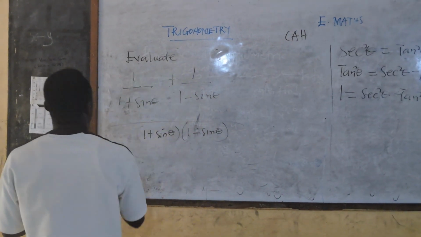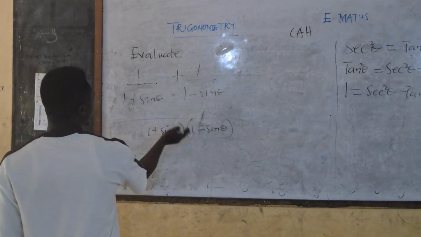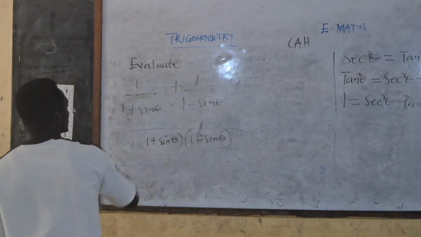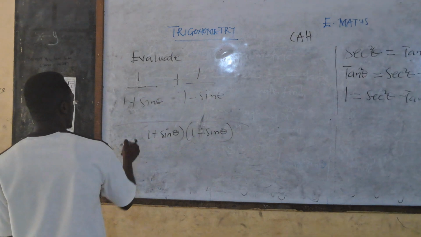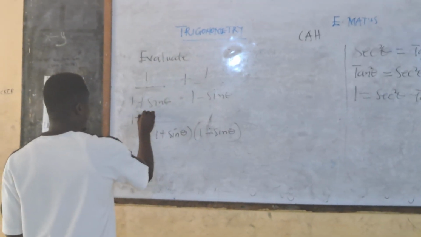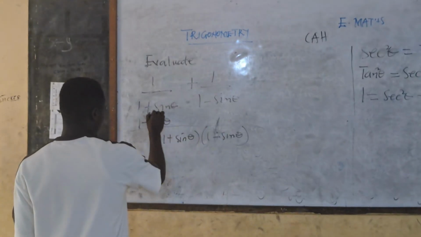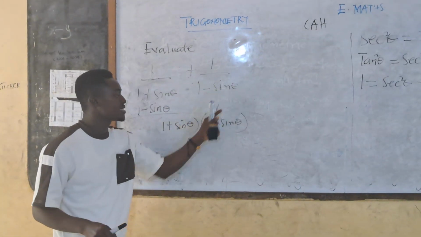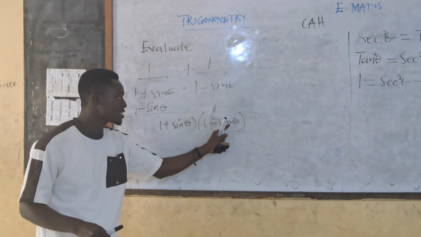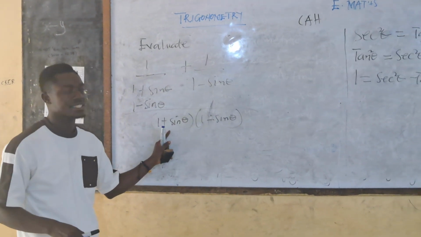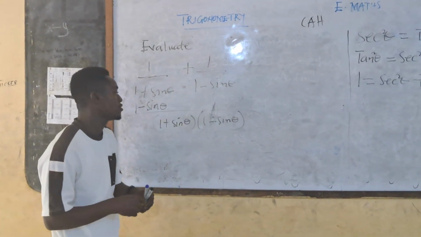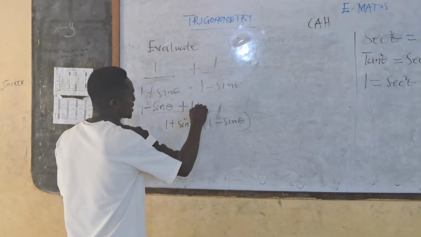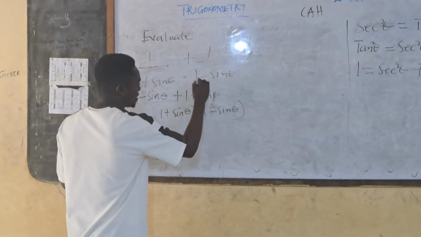If you take 1 plus sine theta to divide the LCM, it will cancel this, leaving 1 minus sine theta, and you carry the numerator, which gives you the same thing: 1 minus sine theta. If you use 1 minus sine theta to divide the LCM, it will cancel, leaving 1 plus sine theta. You use that to multiply the 1, which will still give you 1 plus sine theta.